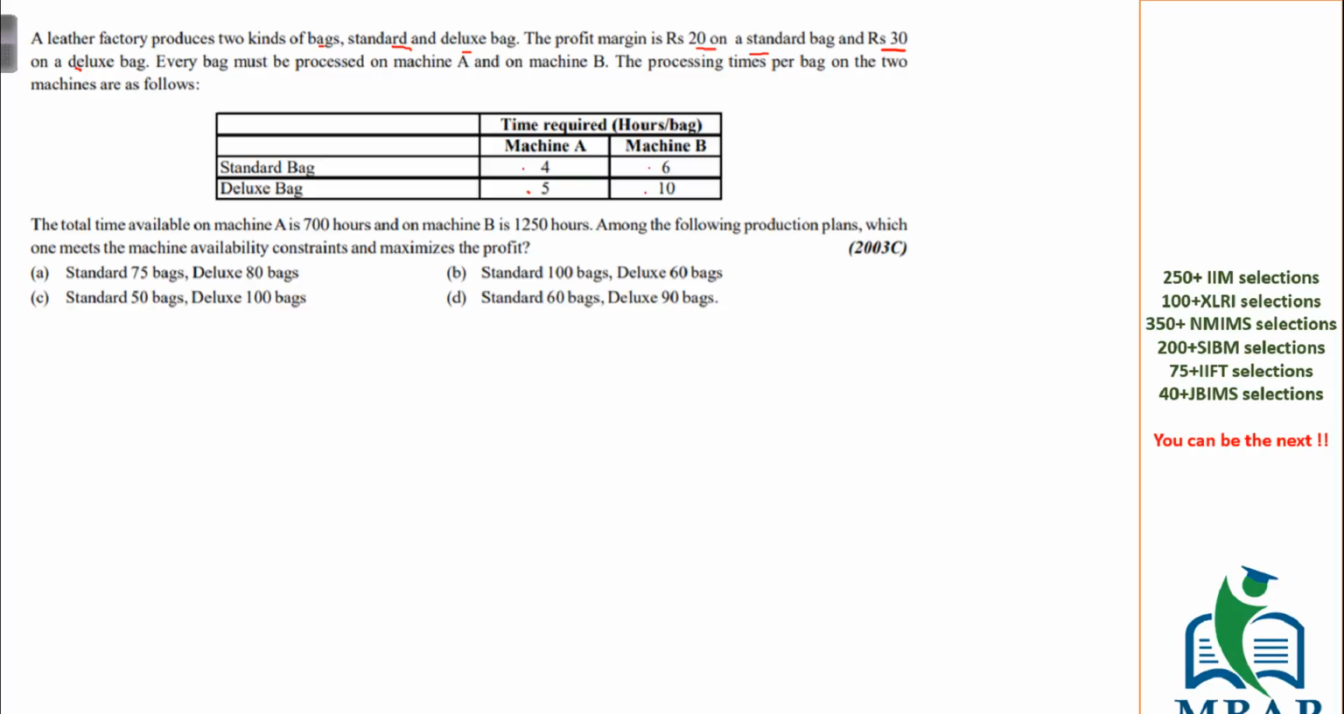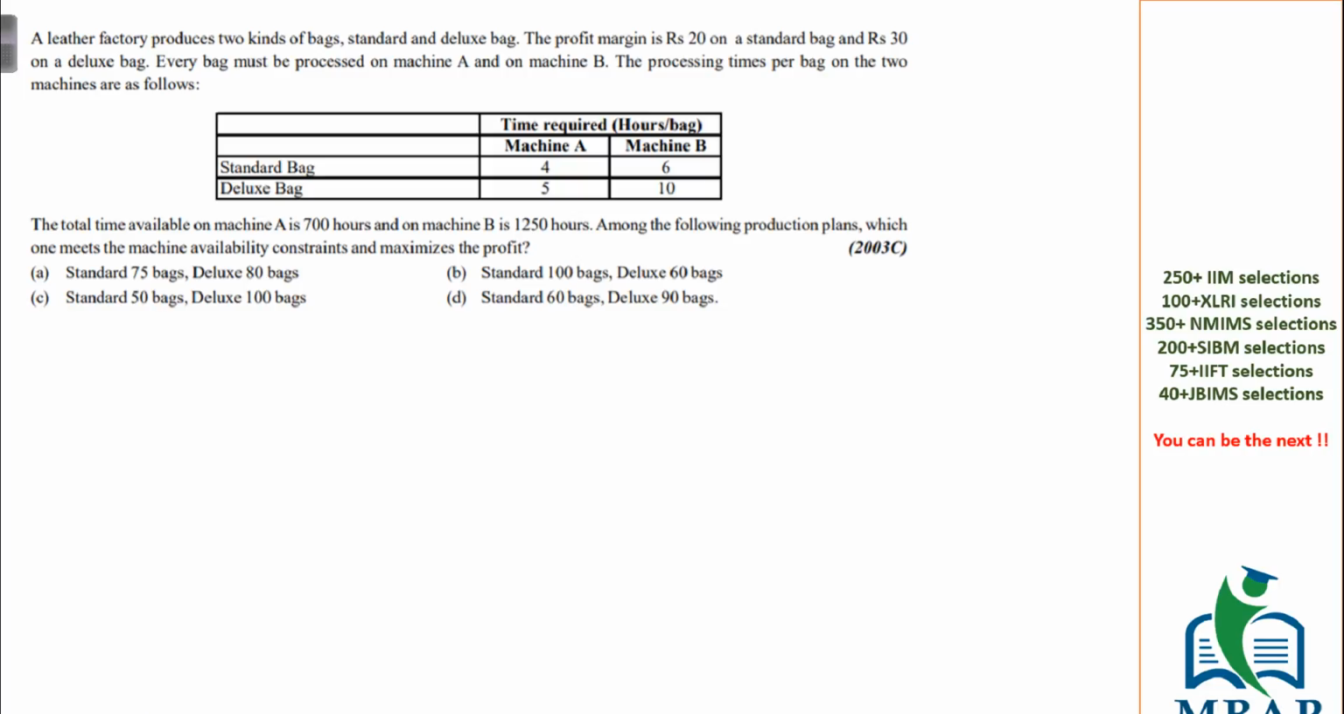The question says the total time available on machine A is 700 hours and on B it's 1250 hours. Among the following production plans, which one meets the machine availability constraint, which is the number of hours, and maximizes the profit? So there are two constraints which are available here.